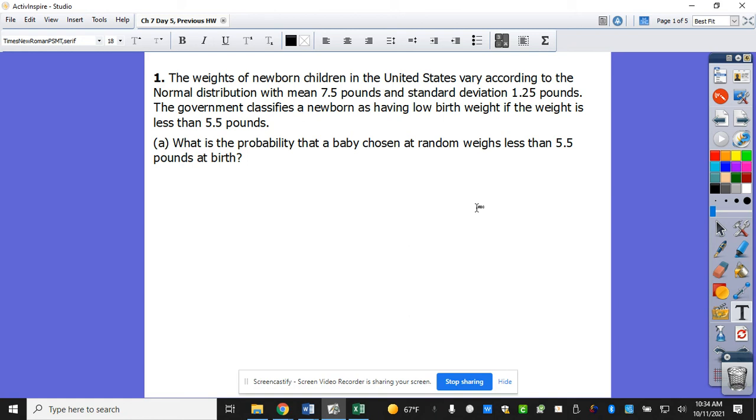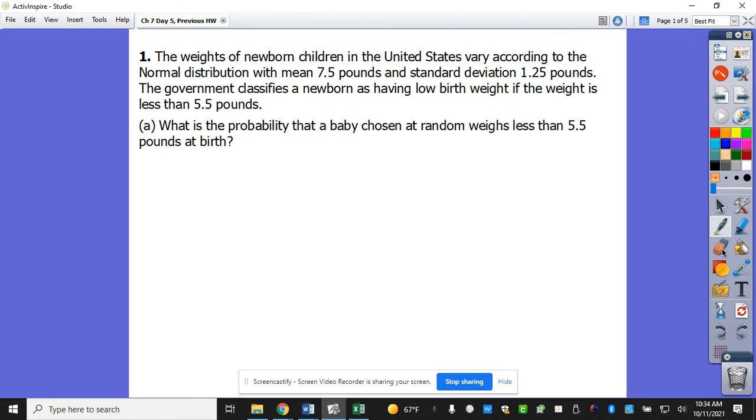So the first one says weights of newborn children in the United States vary according to a normal distribution with mean of 7.5 pounds, standard deviation of 1.25 pounds. Government classifies a newborn as having a low birth weight if the weight is less than 5.5 pounds. So this particular problem with A, if I were writing things off to the side like I did on Friday, what would I write beside of A?